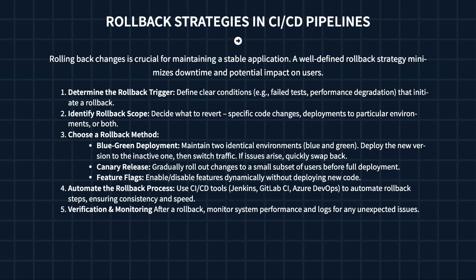There are a few common methods: blue-green deployments, where you have two identical environments and swap traffic when needed; canary releases to test with a small group first; and feature flags, which let you turn things on and off without deploying new code. Most importantly, automate the rollback process using your CI/CD tools so it's fast and consistent. And don't forget to verify everything after the rollback.